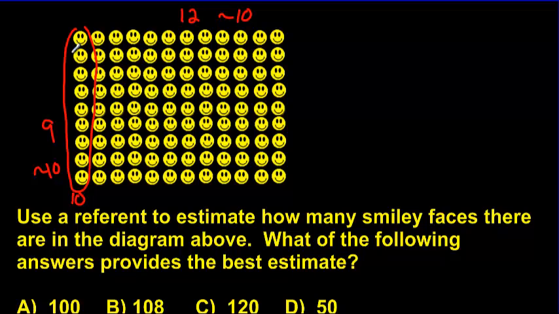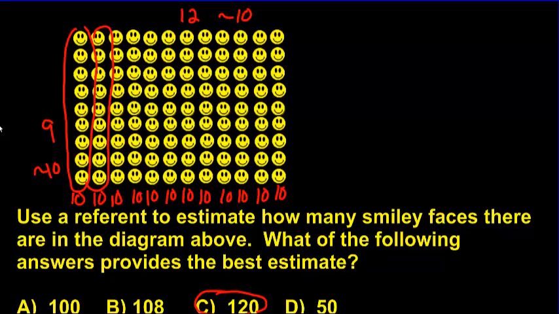So I'm going to choose this here, and I'm going to count by 10s across. So 10 over here, 10 in this one, 10 in this. If you count by 10, you're going to get 10, 20, 30, 40, 50, 60, 70, 80, 90, 100, 110, 120. That's going to be our best estimate. And we'll leave it at that.